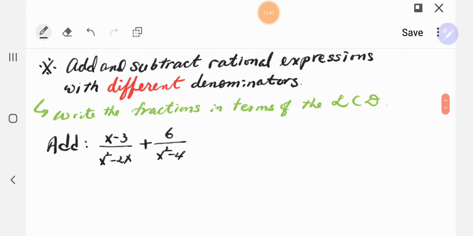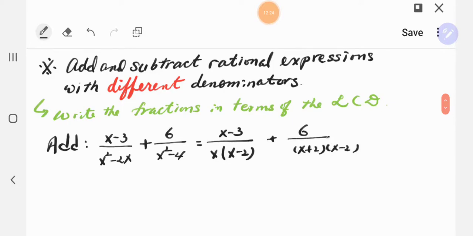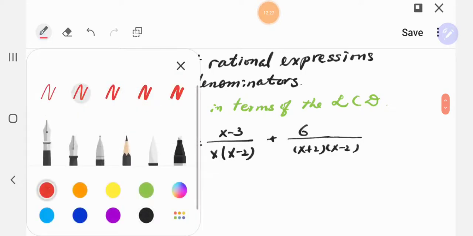So let's add these two fractions. When you add these two fractions, the denominators are different, so we have to find the LCD. In order to find the LCD, factor the denominator. So let's factor the denominator of each fraction. Factor out x, then this will be x times x minus 2 plus 6 over. The denominator of the second fraction is a difference of squares, so that will be x plus 2 and x minus 2. So from this, what is the LCD?